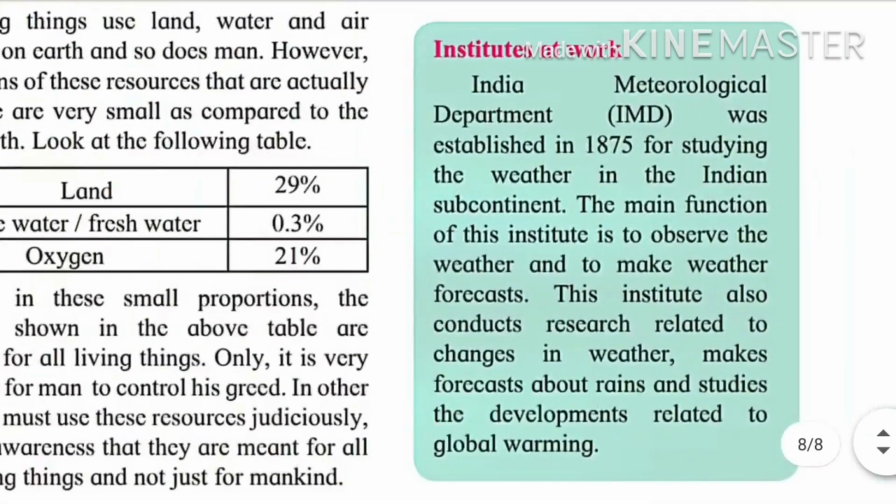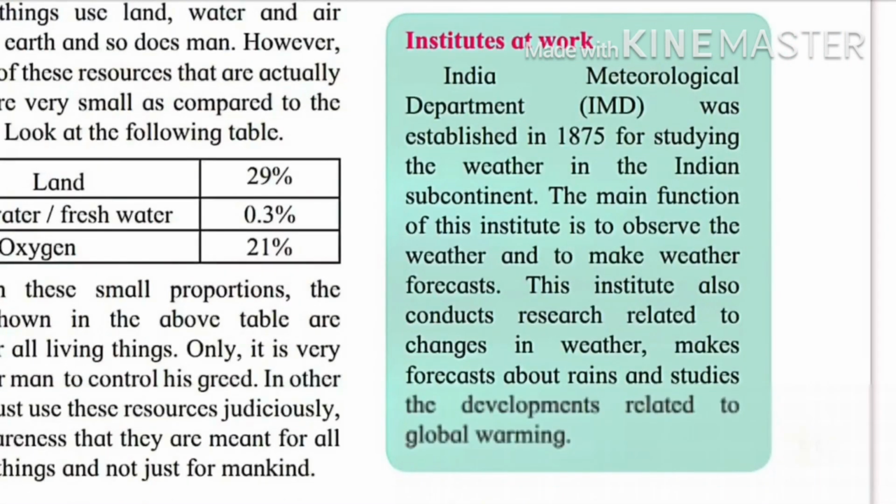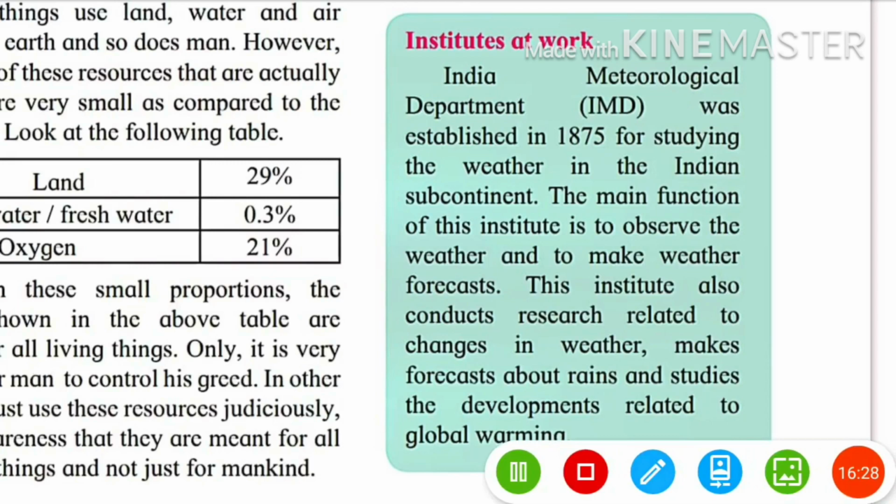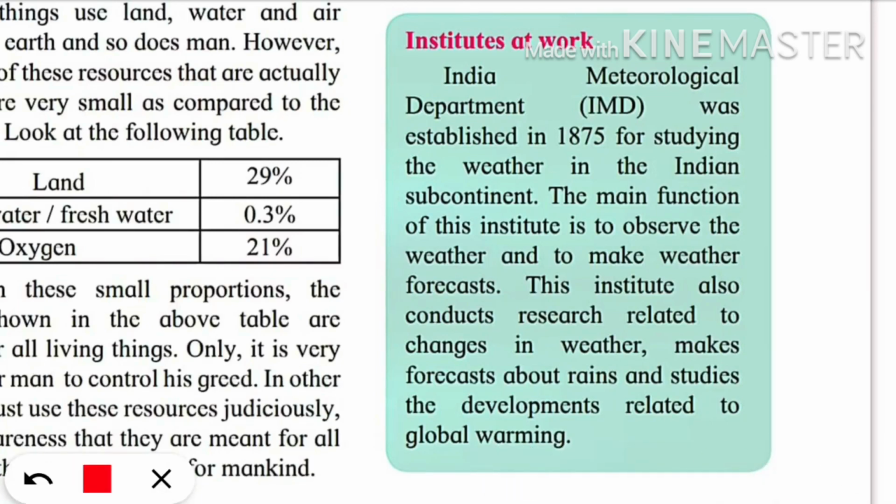Here we can see institutions at work. The Indian Meteorological Department, IMD, was established in 1875 for studying the weather in the Indian subcontinent. The main function of this institute is to observe the weather and to make weather forecasts. See, IMD was established in 1875.